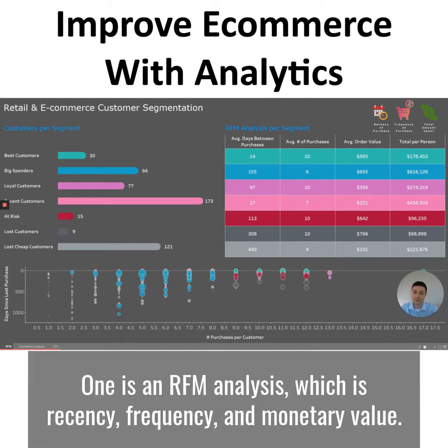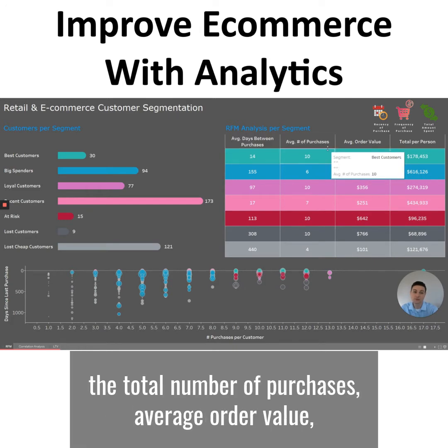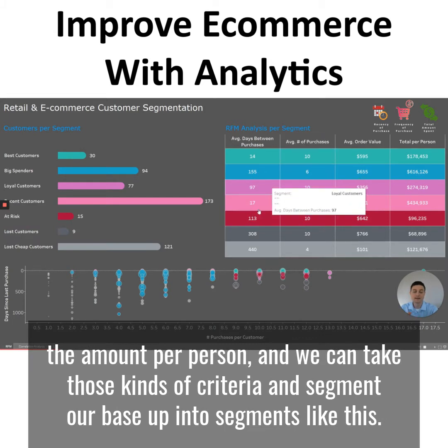One is an RFM analysis, which is recency, frequency, and monetary value. So we can use those to look at days between purchase, the total number of purchases, average order value, the amount per person, and we can take those kinds of criteria and segment our base up into segments like this.